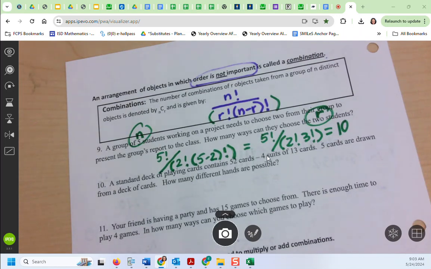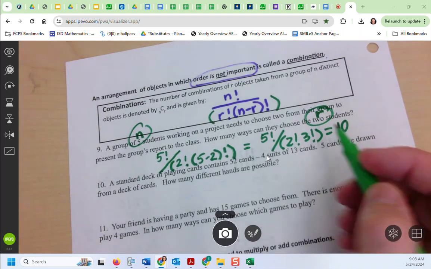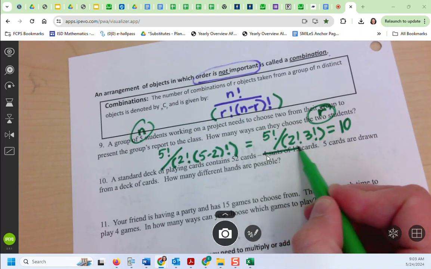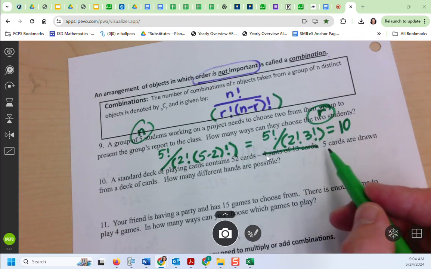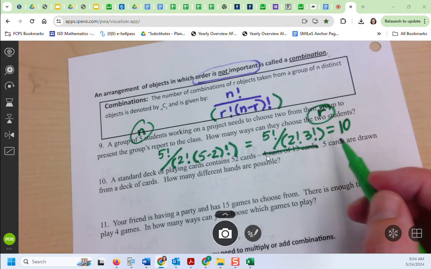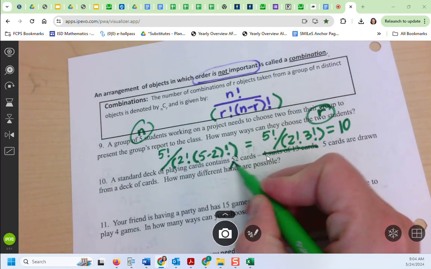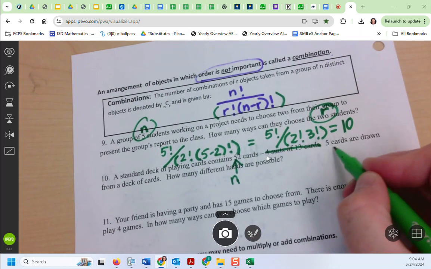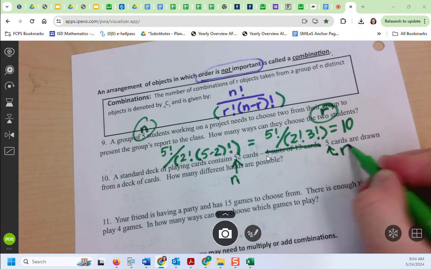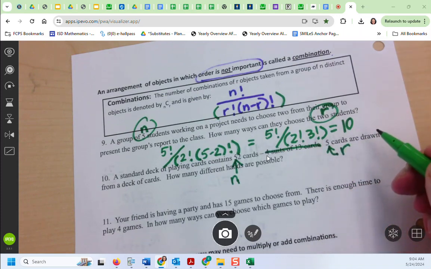All right, a standard deck of playing cards contains 52 cards, 4 suits of 13 cards. 5 cards are drawn. How many different hands are possible? I feel like this is extra information we don't need. So there are 52 cards, and we want to know how many different hands are possible if 5 cards are drawn. So there are 52, this is my n. And then what's my r? r is 5. Okay, so go ahead and find your answer there.